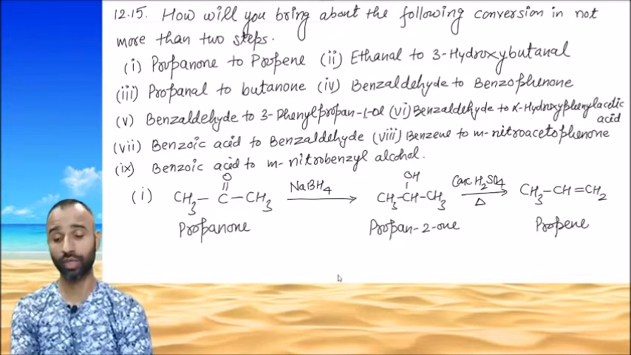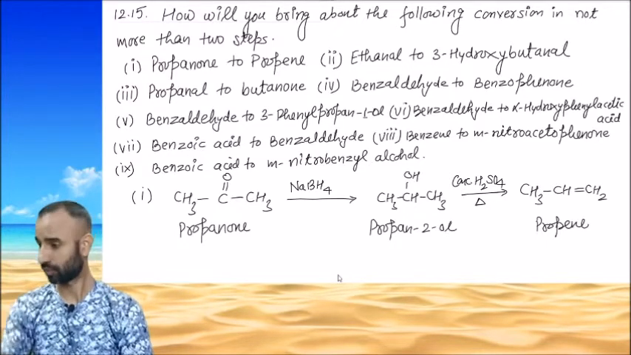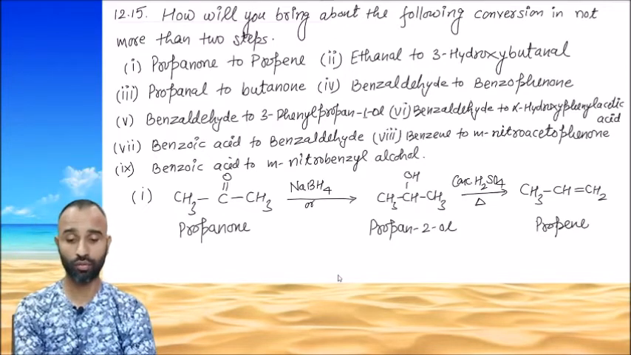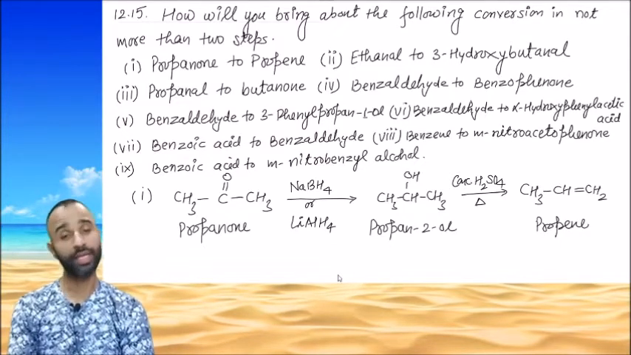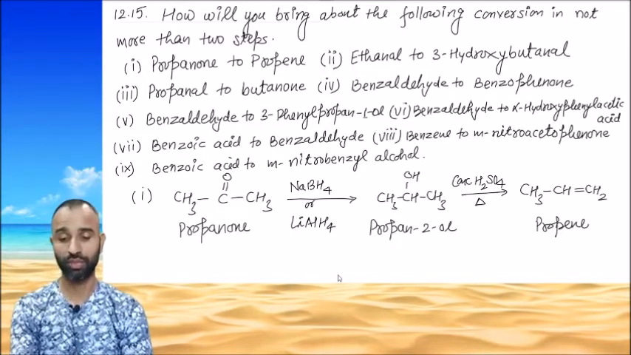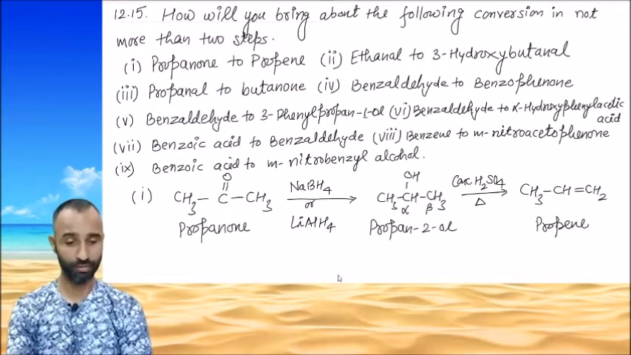First, propanone should be converted into propane 2-ol. Okay, we can use sodium borohydride or we can use lithium aluminum hydride to convert propanone into propane 2-ol, and then propane 2-ol on beta elimination. What is beta elimination? Carbon attached to which is alpha carbon, and next one is beta carbon. So this is beta elimination reaction. Done.